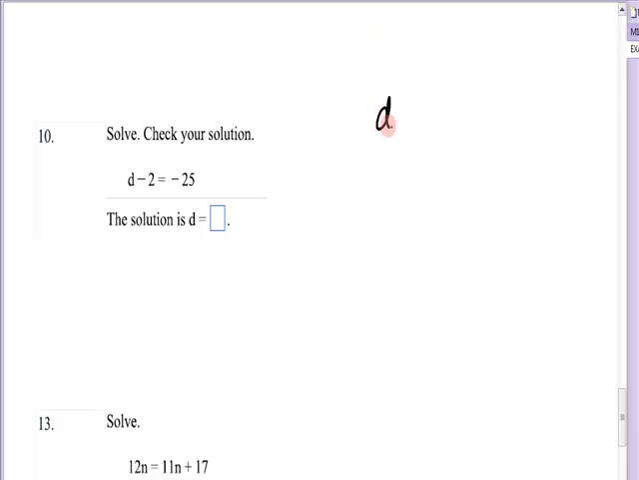I have d minus 2 is equal to negative 25. All of these problems, I've been using the addition rule for equality. Either add or subtract the same number to both sides to accomplish what you want. All right, I don't have variables on both sides. I just have a d over here. What do I need to get rid of?